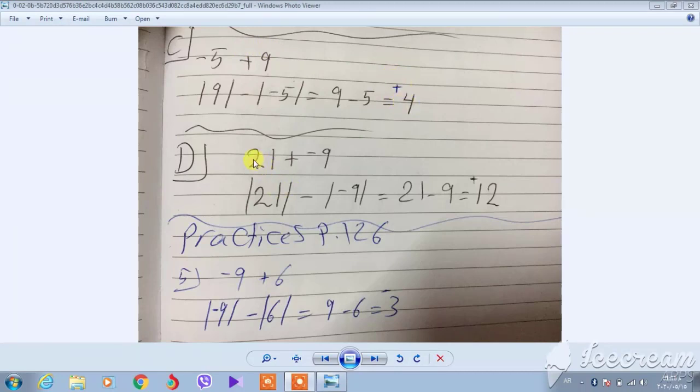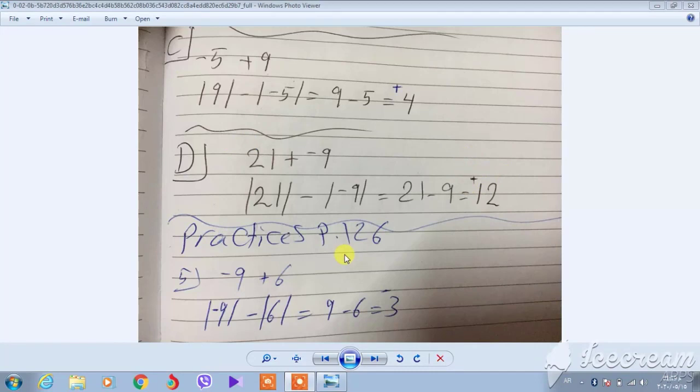In example D we also have unlike signs, different signs: 21 plus -9. We say the absolute value of the greatest number, we write 21. Change plus to minus. The absolute value of -9 equals 9. The absolute value of 21 equals 21. 21 minus 9 equals 12. Because the greatest number is positive, we write positive in the answer.